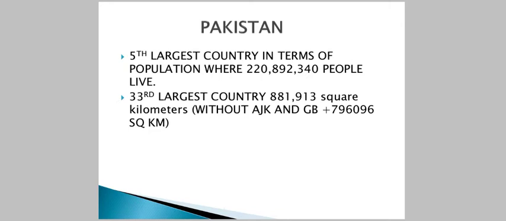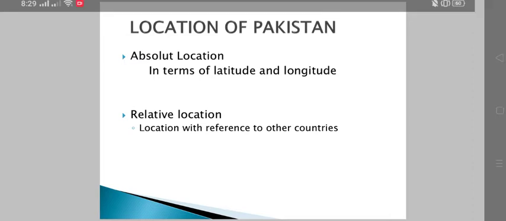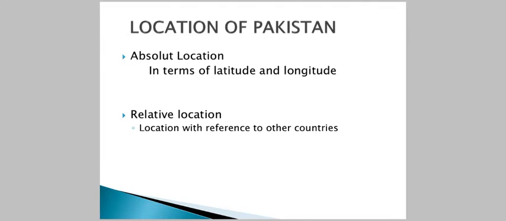So, starting once again with location, Pakistan's location can be described in two ways, as we do in geography. The first way is absolute location. In absolute location, we tell about the latitudes and longitudes of a particular area, or the latitudinal extent and longitudinal extent of a country. In relative location, we describe the location of a country with reference to other countries, which are the neighboring countries or the bordering countries.